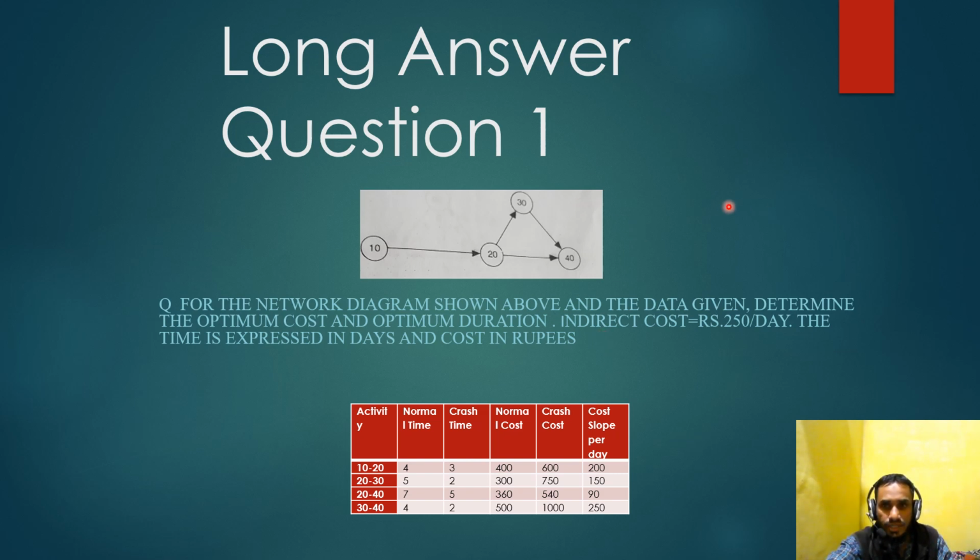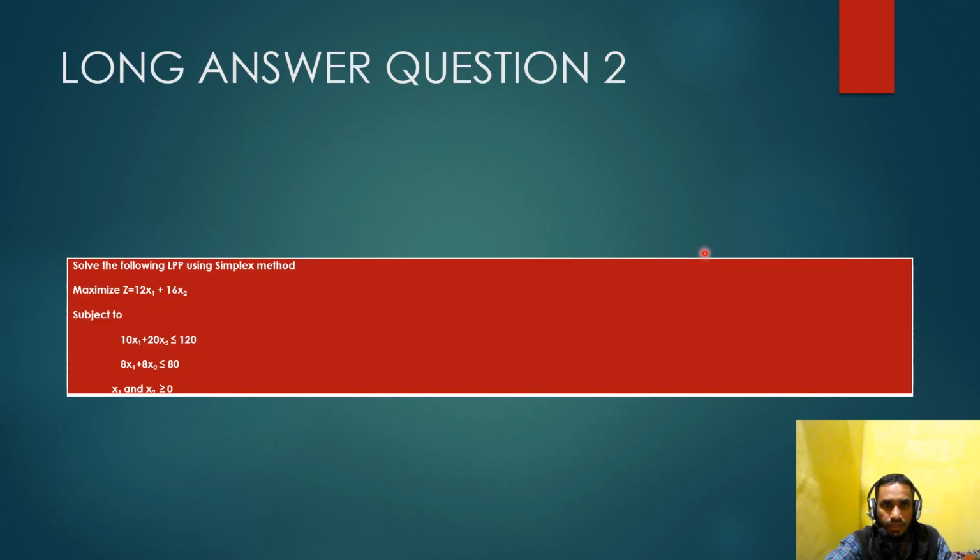So this is regarding the first long answer question. Then the second long answer question is about the linear programming problem, where you need to use the simplex method. Maximize z equal to 12x1 plus 16x2, subject to three constraints: 10x1 plus 20x2 less than or equal to 120, and 8x1 plus 8x2 less than or equal to 80. Both x1 and x2 are variables which are greater than or equal to 0.